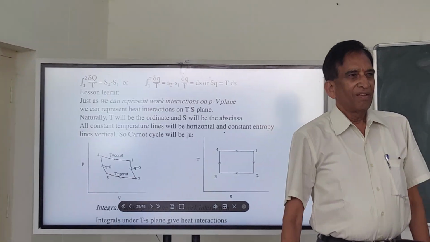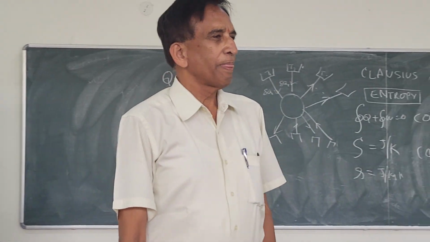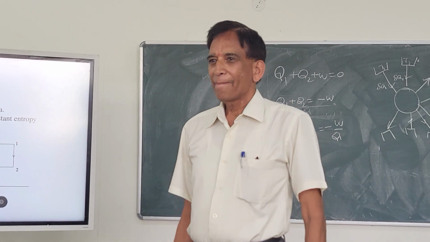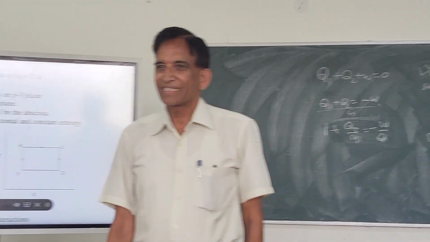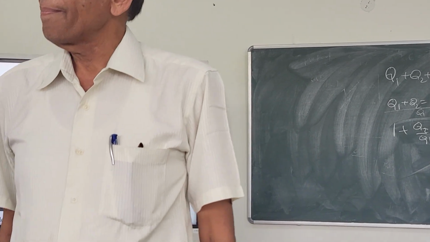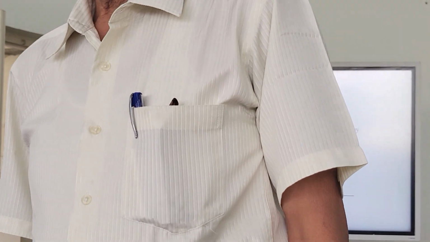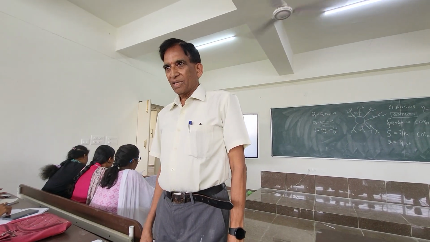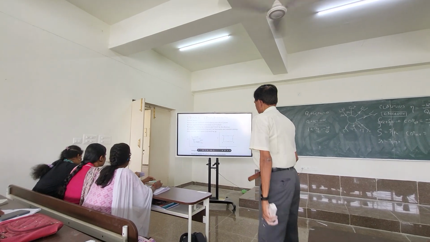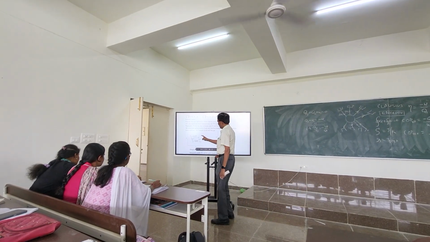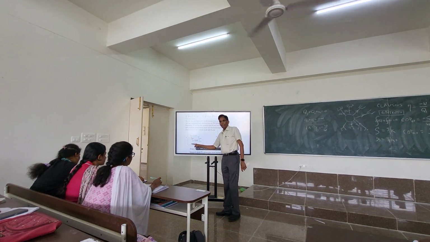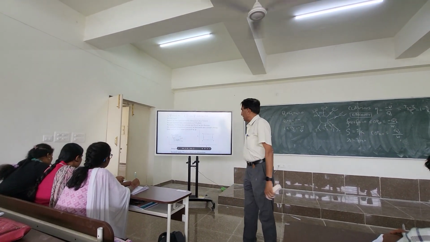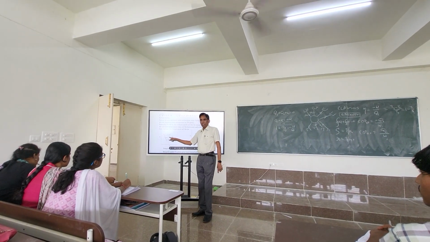But another thing, what is the first law? The cyclic integral of heat and the cyclic integral of work should be equal to zero, right? Here the cyclic integral of this one will give you minus W, that's what you have done.